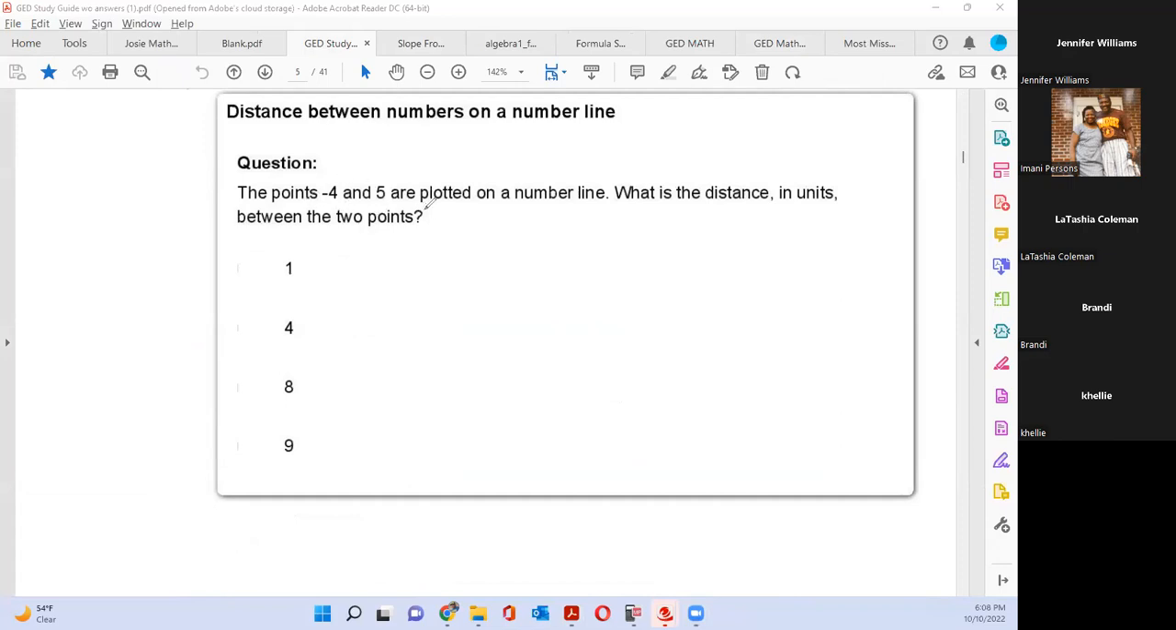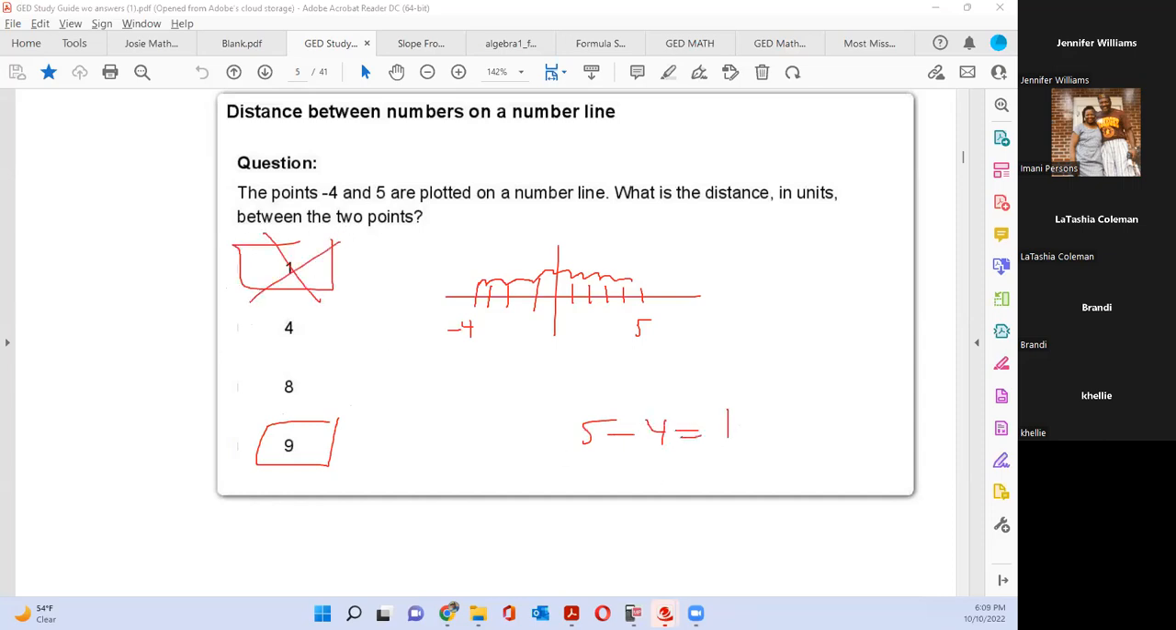So the points -4 and 5 are plotted on a number line. 1, 2, 3, 4. 1, 2, 3, 4, 5. What is the distance in units between the 2 points? You just count them. 1, 2, 3, 4, 5, 6, 7, 8, 9. Most people do 5 minus 4 equals 1, and they pick that one. That is wrong, because they just see 5 and -4.